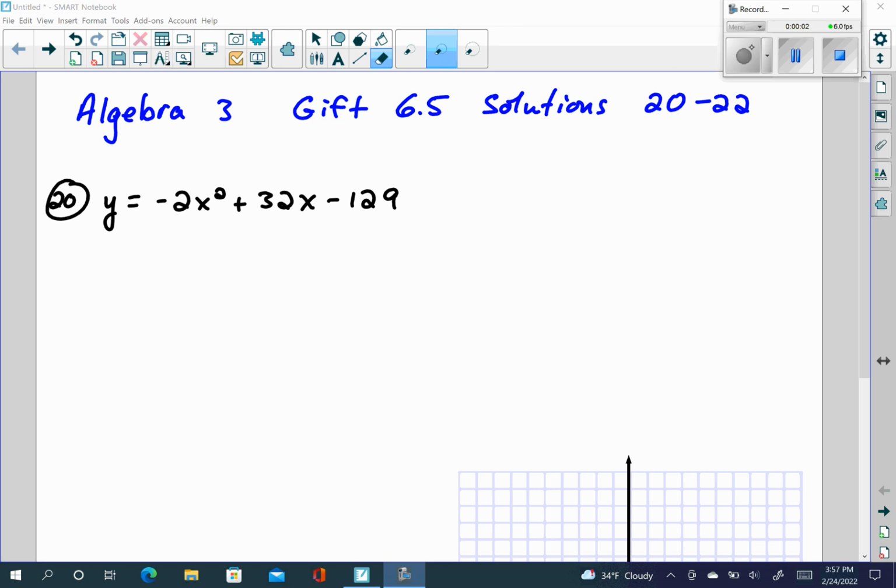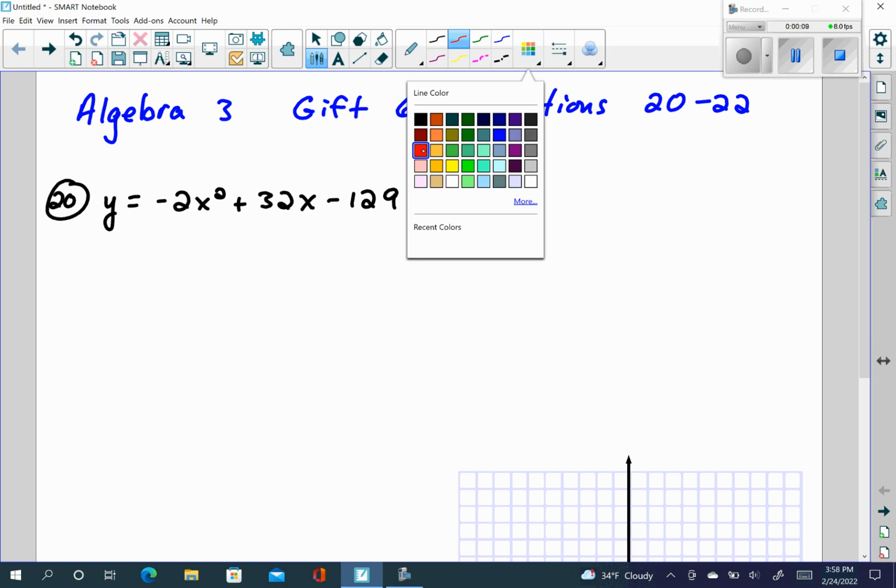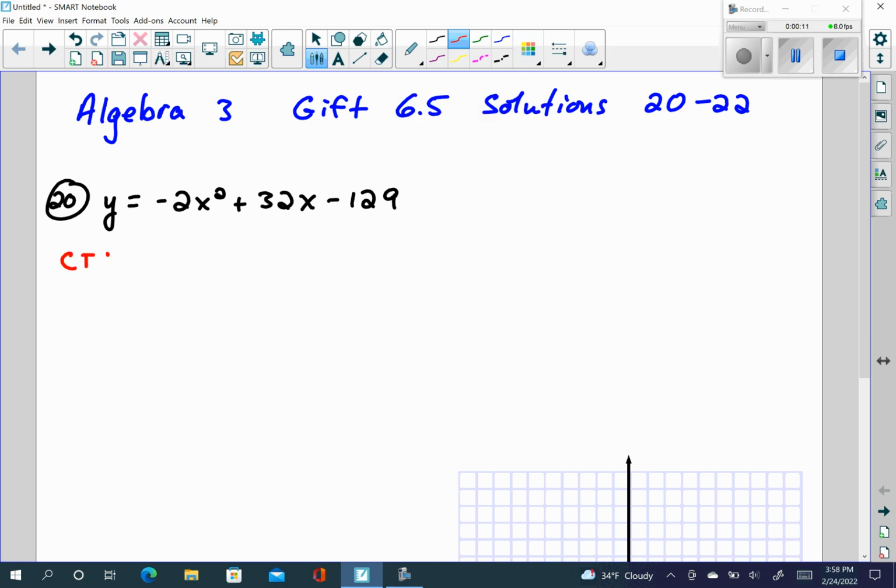Hello everyone, here are the solutions to GIF 6.5, problems 20 to 22. As you recall, you were required to write these in vertex form by completing the square and using the HK method. So watch the video just to get more practice or just to check your answers as well.